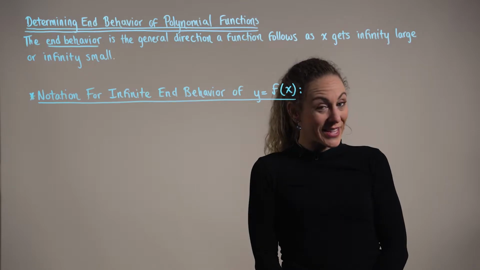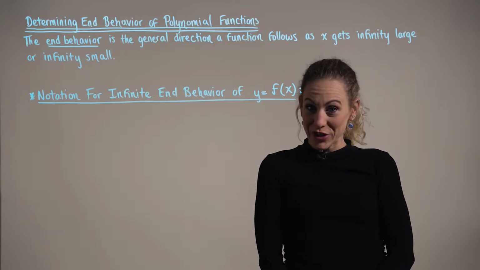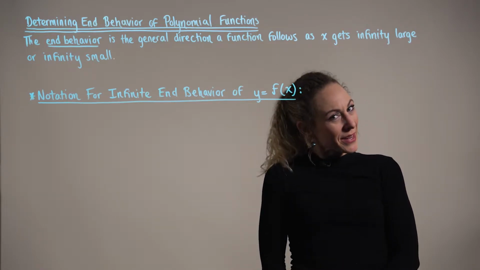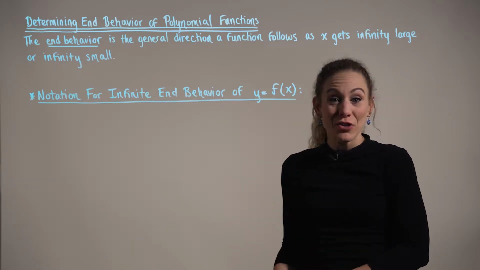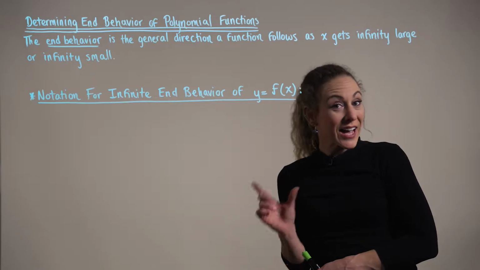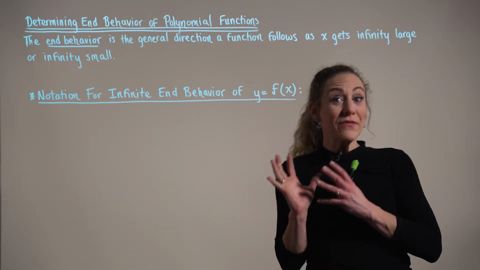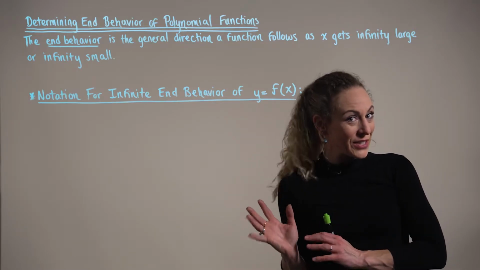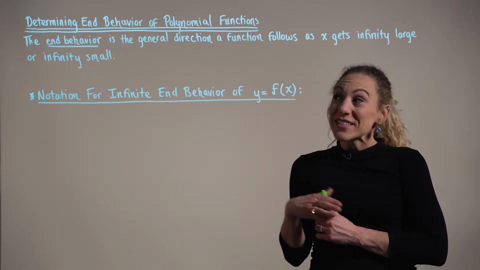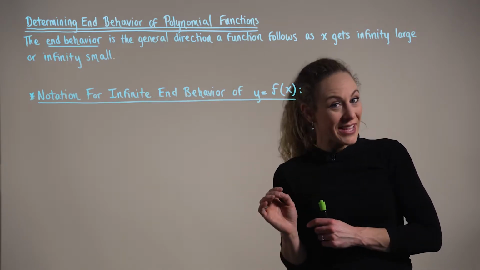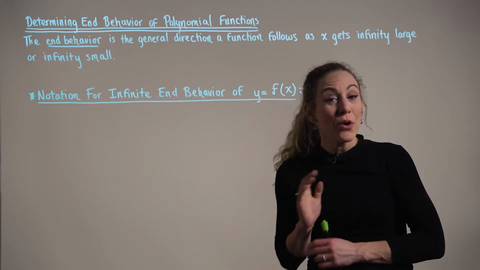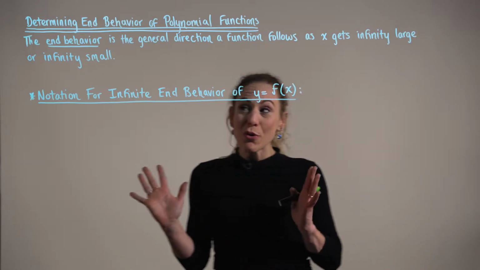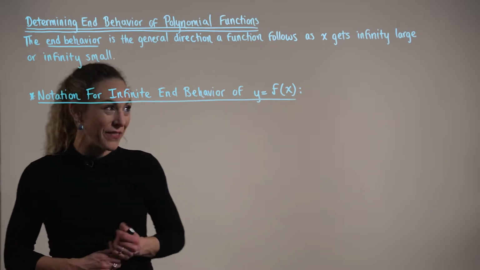Here we are determining the end behavior of a polynomial function. Now, what is end behavior? Well, end behavior is the general direction that a function is going to follow as the x values are becoming infinitely large or infinitely small. Now, to help us in describing the end behavior of a polynomial function, or any function for that matter, we need to establish some new notation for infinite end behavior.